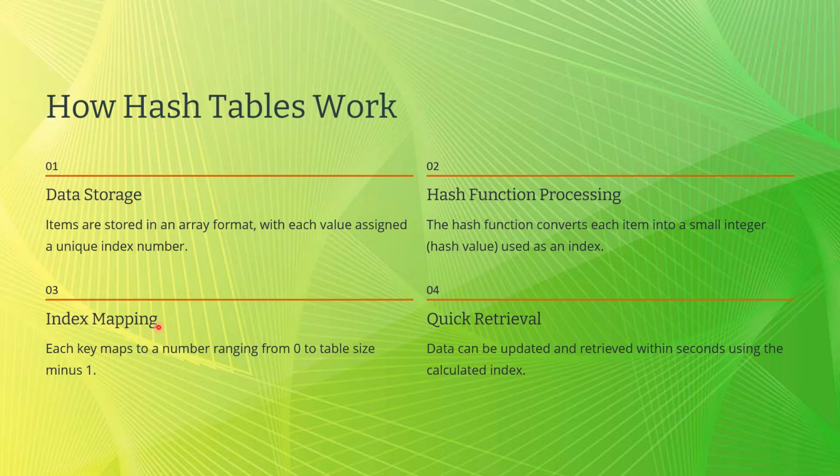Third step is index mapping. So from the hash value, each key maps to a number ranging from 0 to table size minus 1. So table size equal to 5 means it maps the key ranging from 0 to 4. Quick retrieval. Data can be updated and retrieved within seconds using the calculated index.